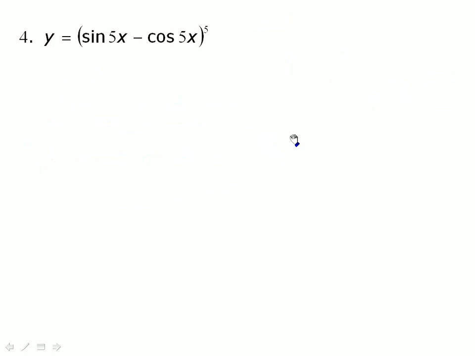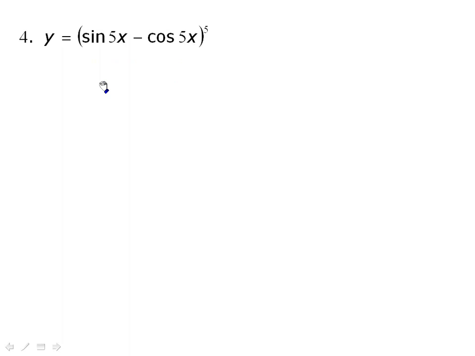This is going to be a chain rule problem. We've got y is equal to sine of 5x minus cos to the 5x. Now, this one is interesting because I'm not going to use a substitution with it, but it is tempting to go y is equal to u to the 5. Remember, substitutions can be used at any time. It's never wrong.